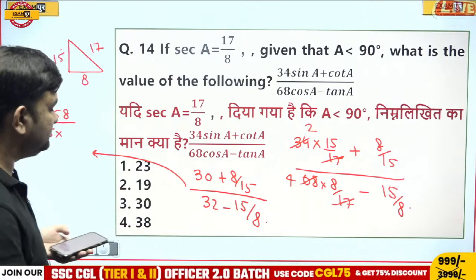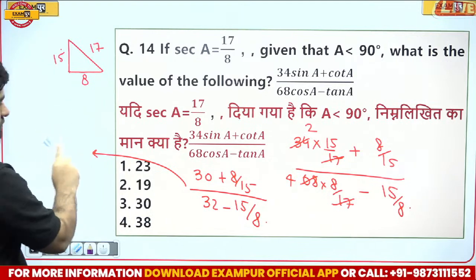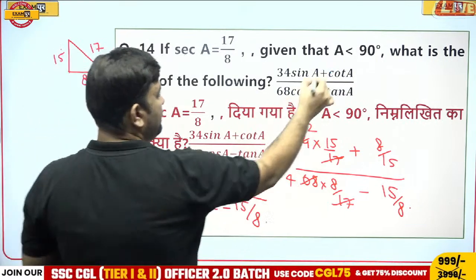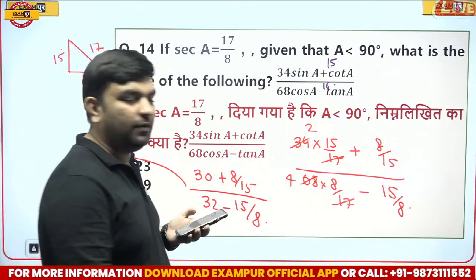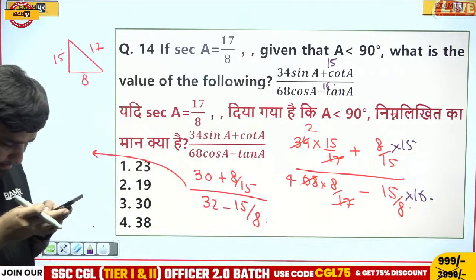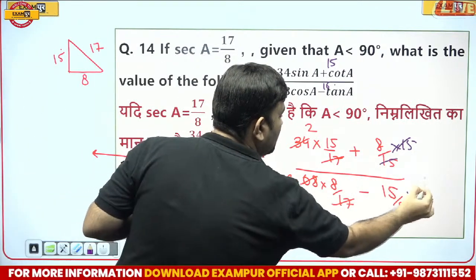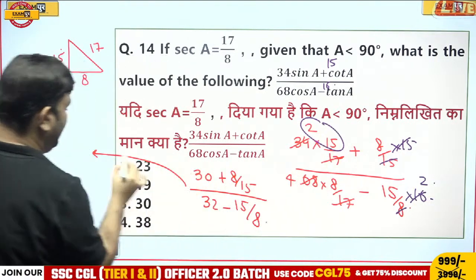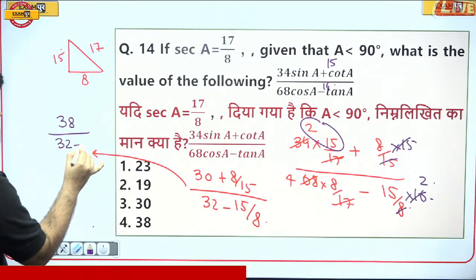$15 and $16. $15.16. Multiply by 15, multiply by 16. $30 plus 8, 38. 32 minus 30.